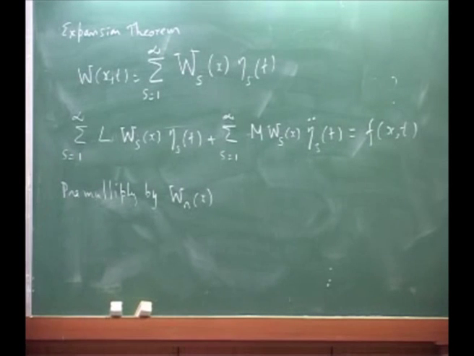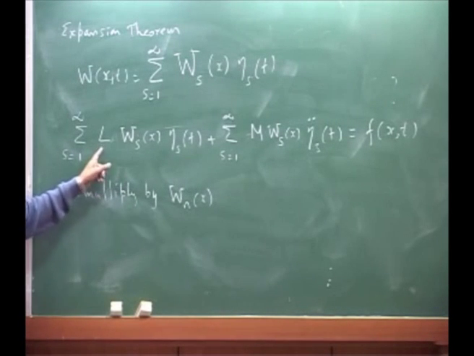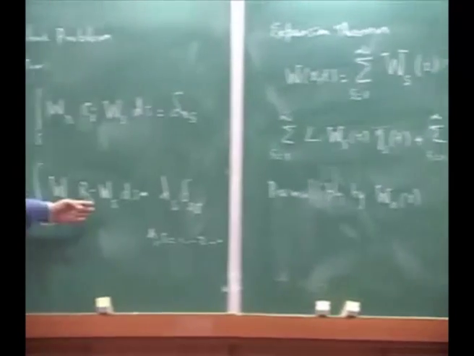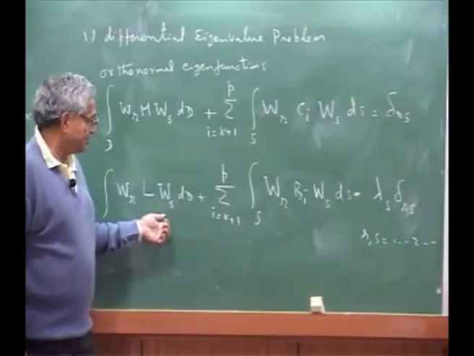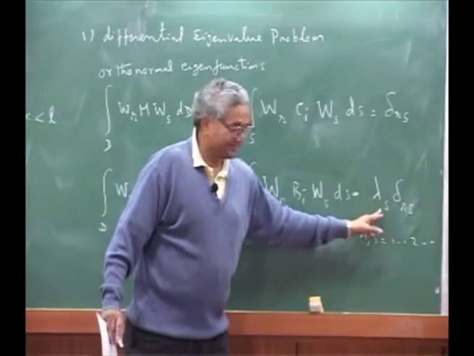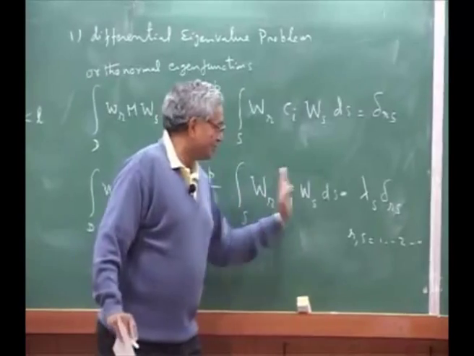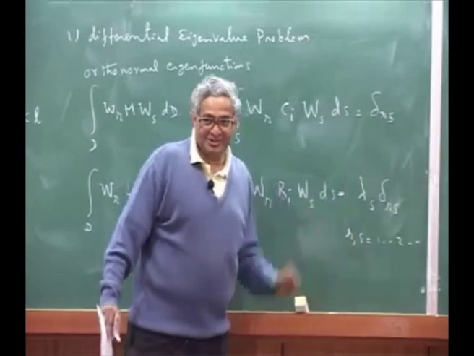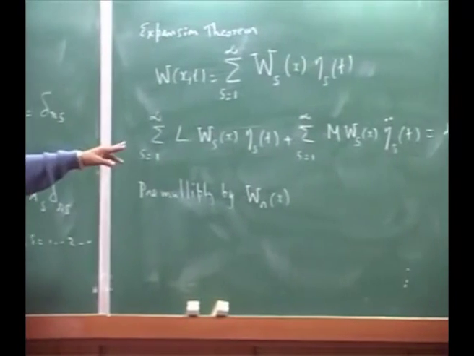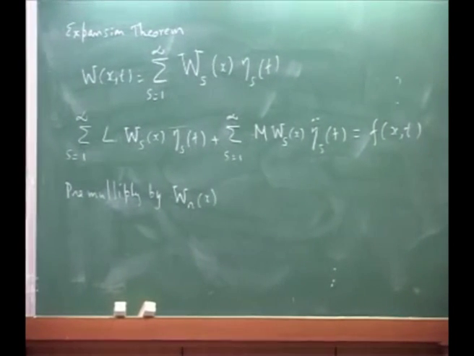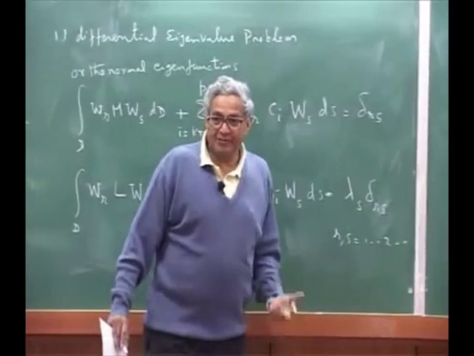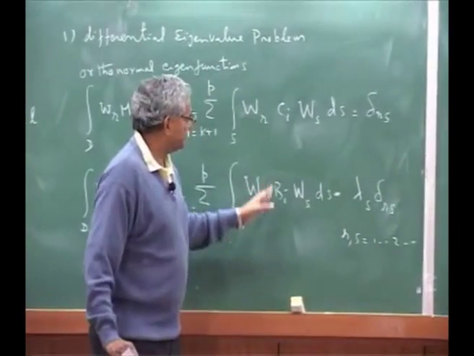What will happen is WR L WS is here. WR L WS equals lambda S delta RS. This will go that side. Okay. Similarly, for the mass term, you will get this part that will go that side. Then what will happen to these two terms?